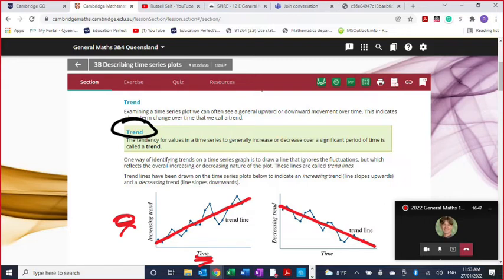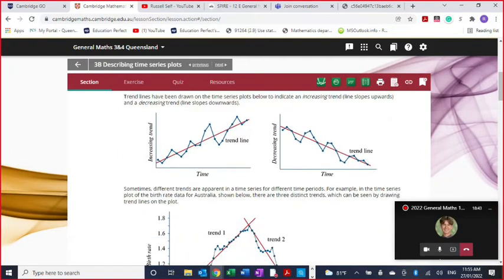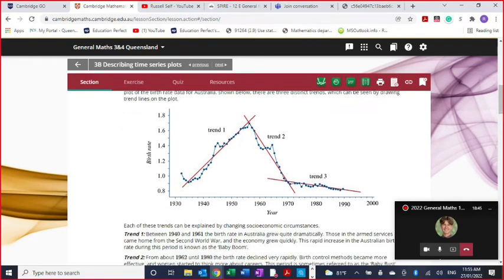Okay? And again, the key with trend is that it's a general increase or decrease over a significant period of time. So you can't just do this if you had just a week's worth of data, unless 1 week was all you were looking for. But that really doesn't determine a trend, right? You need a good length of data, a good length of time, right? So trend is the most important one and one you're always going to be looking for.